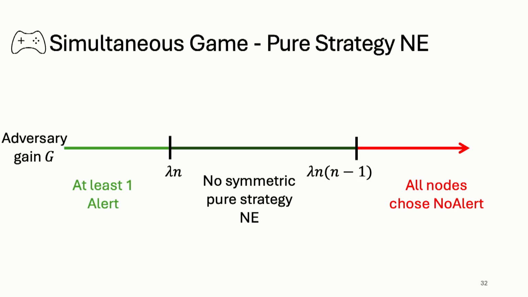And to answer that, we're going to have to look at what the adversary makes out of these attacks. So this scale shows the adversary's gain from the attack. And of course, if the adversary's gain is below lambda n, then at least one node will get a bribe of under lambda, which means that this node will alert, as we saw in the previous slide. So in that range, we're good. We will have at least one alert. And if the adversary's gain is higher than lambda n times n-1, then the adversary can offer all nodes enough bribe so that none of them will alert. And for the range in between, it turns out that there's no symmetric pure strategy Nash equilibrium, meaning that the state where all nodes choose to alert or all nodes choose not to alert is not stable. And any node can switch its choice, and this will result in a higher gain for this node.